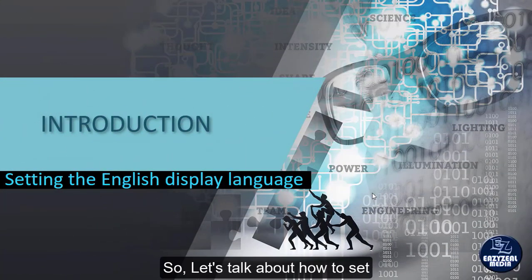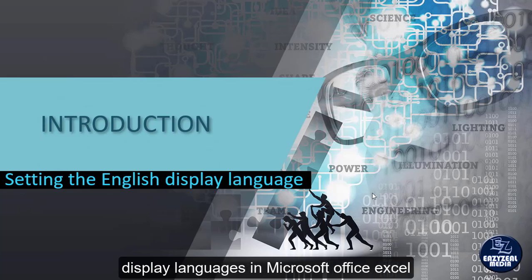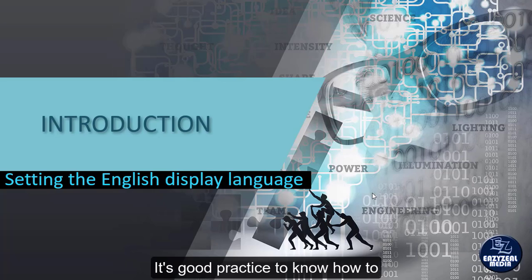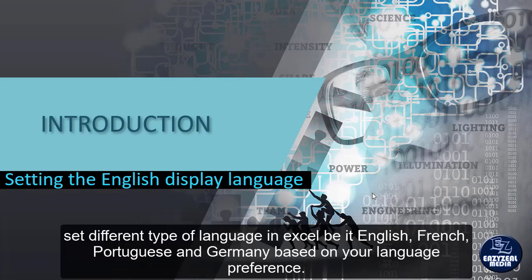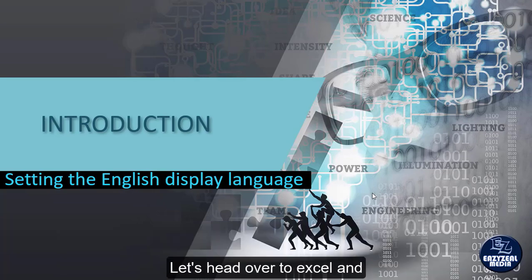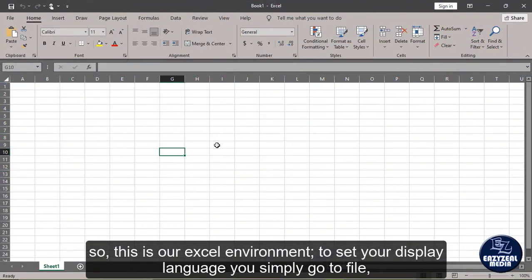So let's talk about how to set display languages in Microsoft Office Excel. It's good practice to know how to set different types of language in Excel, be it English, French, Portuguese, German, based on your language preference. Let's head over to Excel and see how we can achieve this. So this is our Excel environment.